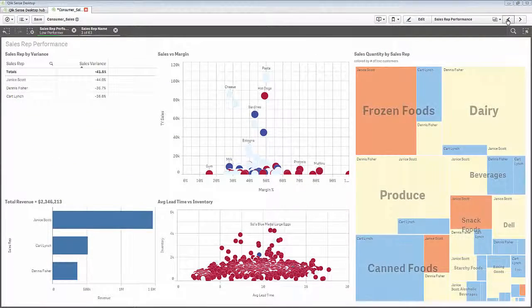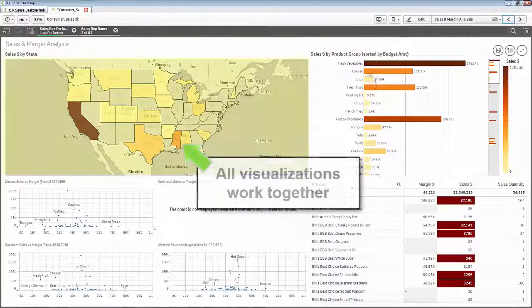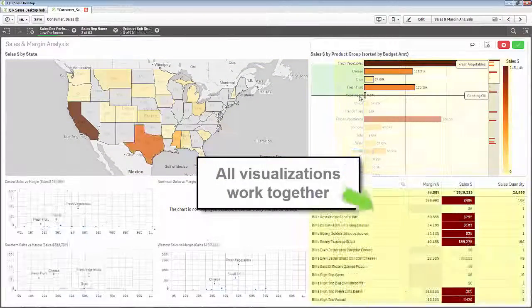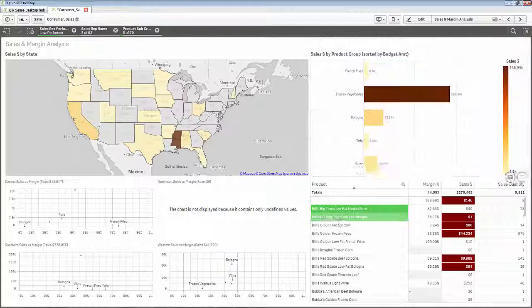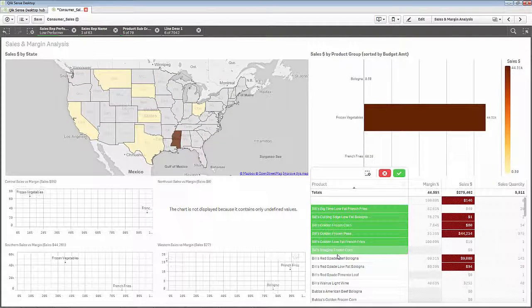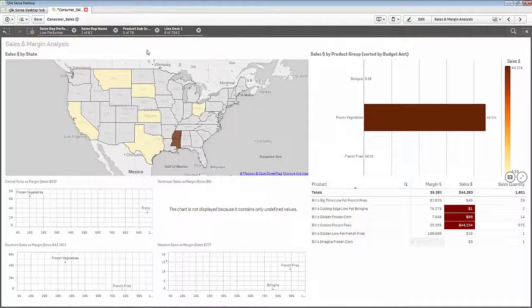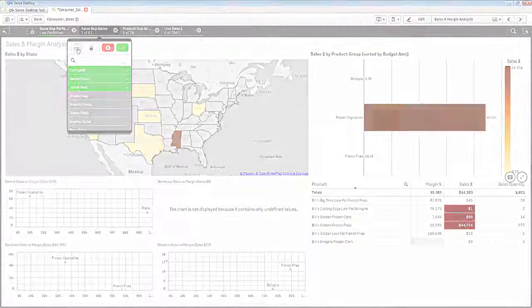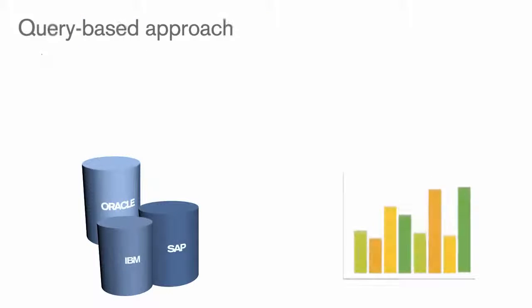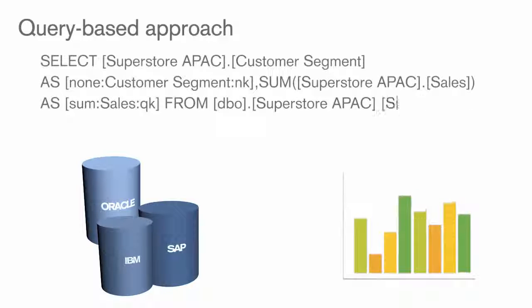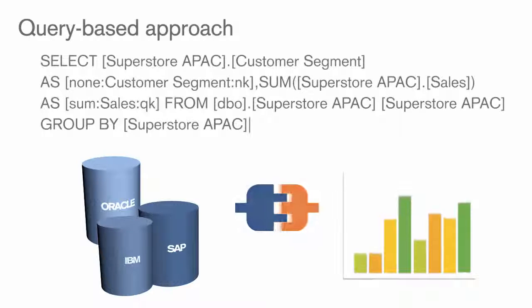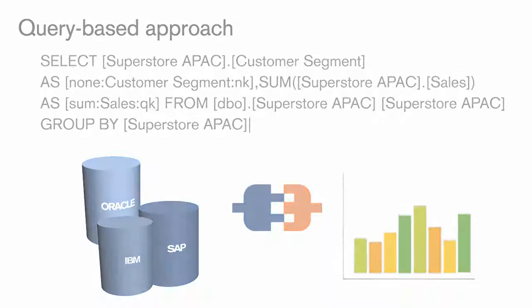The associative model keeps all visualizations in context together as the user explores. This allows people to understand the impacts of their selections on all the surrounding analytics, to spot areas of interest, and think of new questions. Visualization tools try to simulate this experience, but cannot keep up. Queries are by definition disconnected from each other.